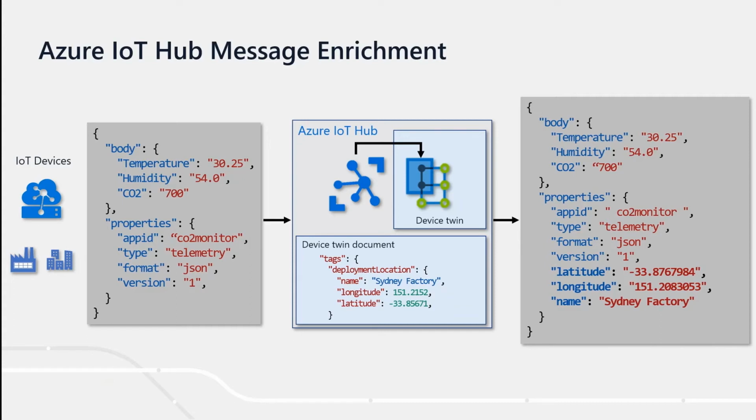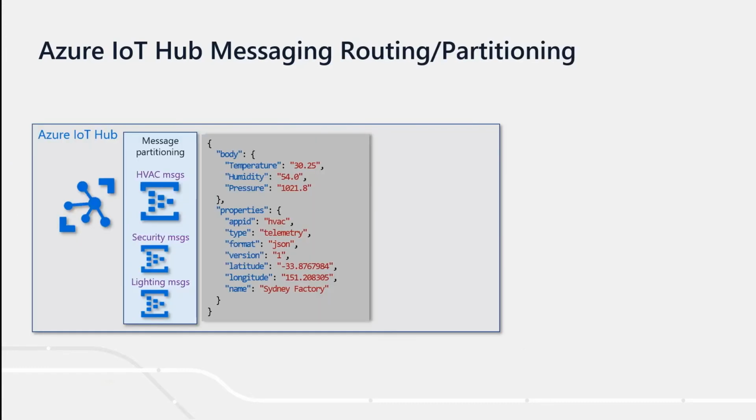And obviously that starts to make that data more useful for upstream processes. So maybe Power BI reporting, for example, where you might want to do geomapping. Longitude and latitude can be really handy, or critical, to have that information, as well as things like a friendly name for the device. The other thing that you want to be able to do is what's called message routing and partitioning.